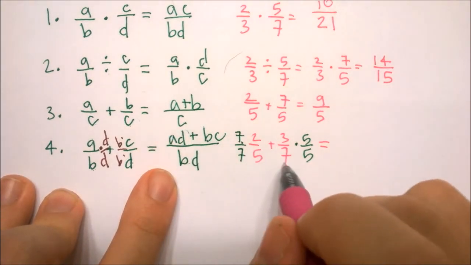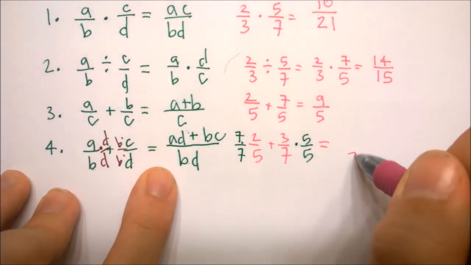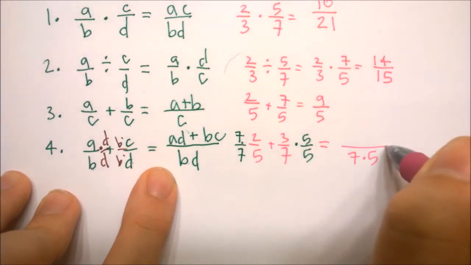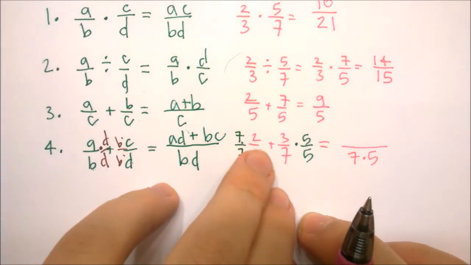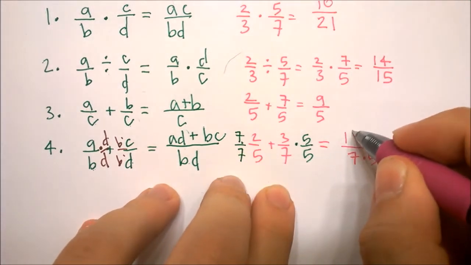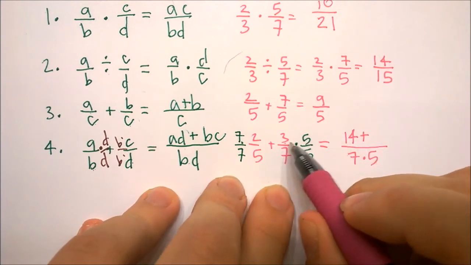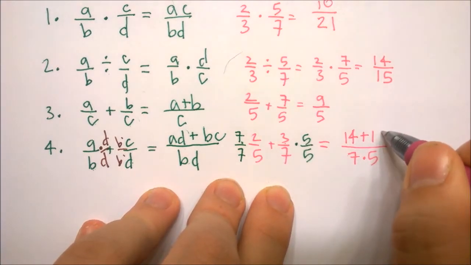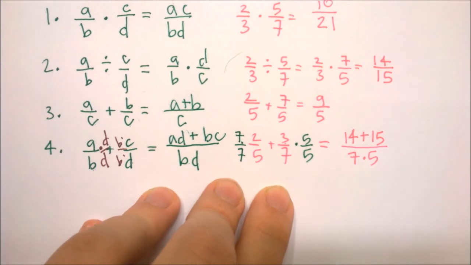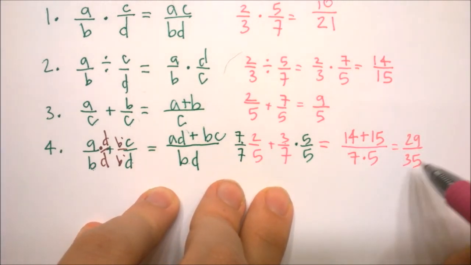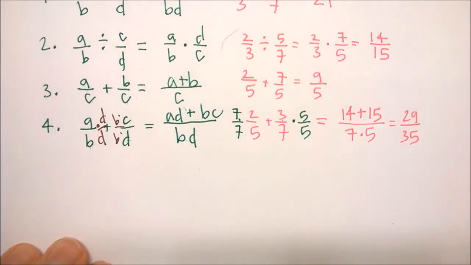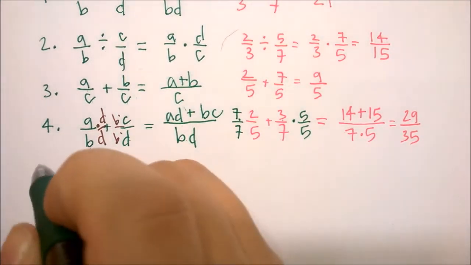7 times 5 is now our common denominator. So we have 7 times 5. And now we have on the numerator 7 times 2, which is 14, plus 3 times 5, which is 15. Okay, so now we have 29 over 35.